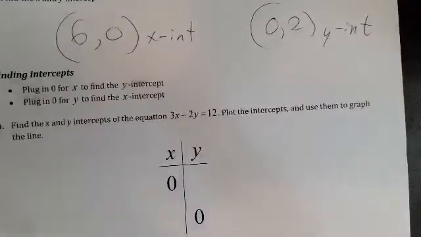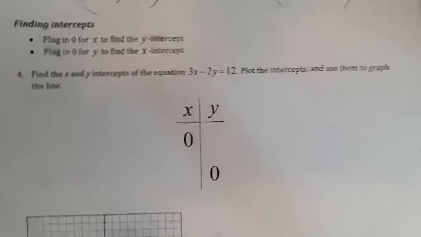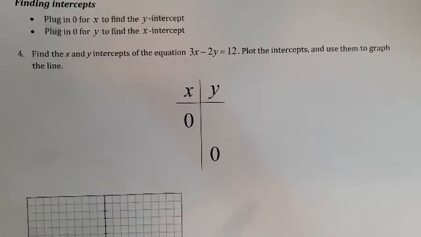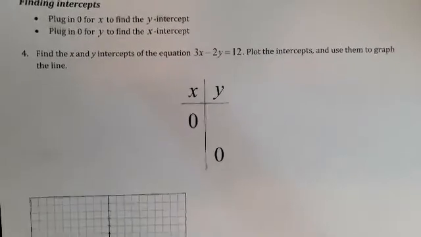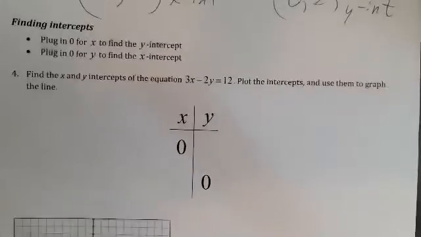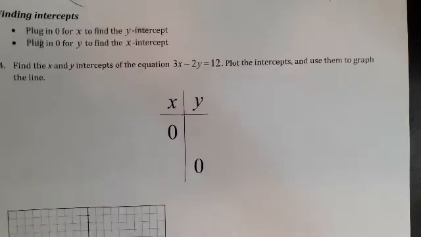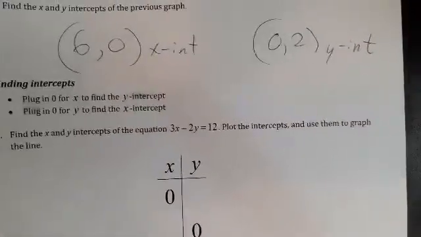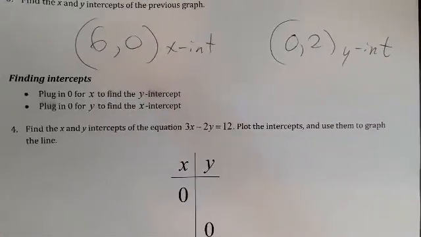Okay. Find the x and y intercept for this equation now: 3x minus 2y equals 12. Plot the intercepts and use them to graph the line. And so let's pretend like maybe this isn't there. If you didn't know how to find an x and y intercept, what do you know about them?